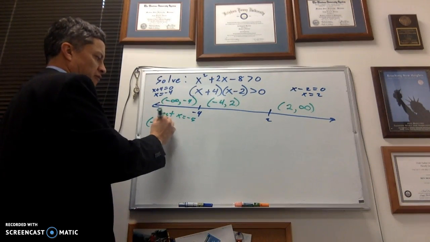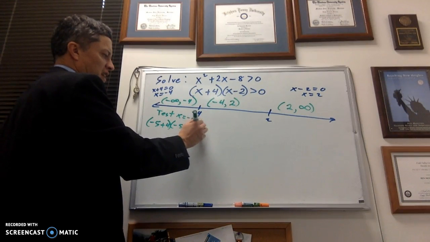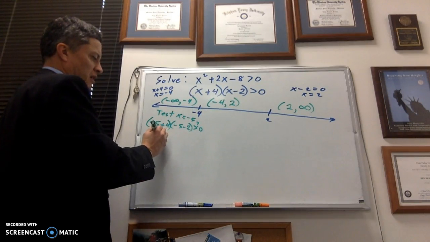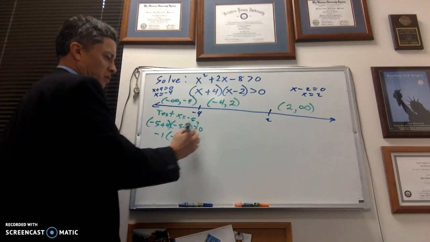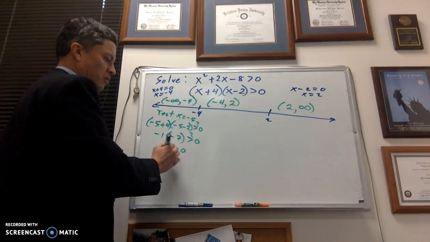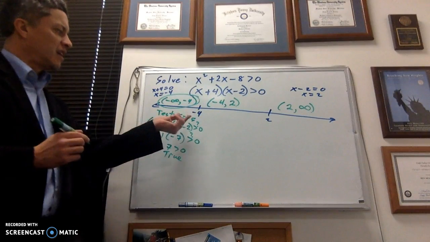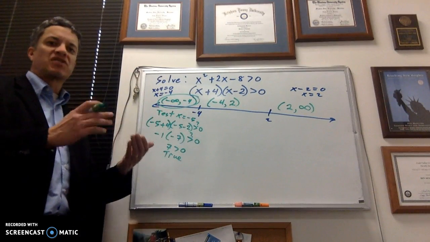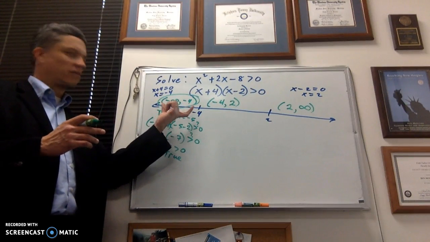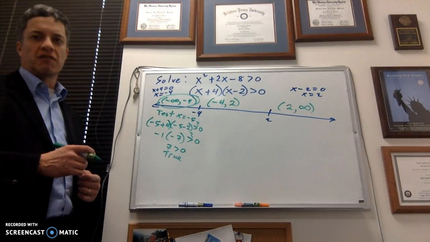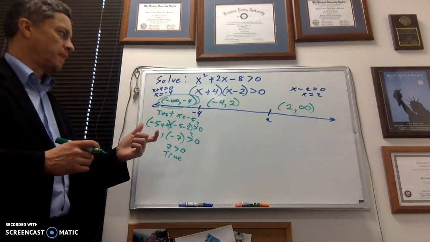So negative 5 plus 4, and then negative 5 minus 2. Is that going to be bigger than 0? Well, that's a negative 1 times a negative 7 trying to be bigger than 0. Well, that's 7 is greater than 0, and that's true. That means that this negative 5, which is inside this interval, was an ambassador of that entire interval. So since that point worked, then all points within this interval from negative infinity to negative 4 will work. So that interval is going to be part of my answer, is what I'm saying.